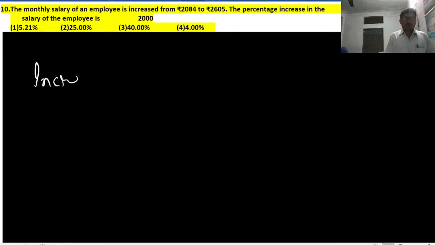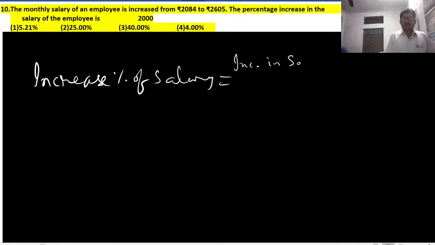Increase percentage of salary is equal to increase in salary by original salary into 100%. Increase in salary: how much increase?